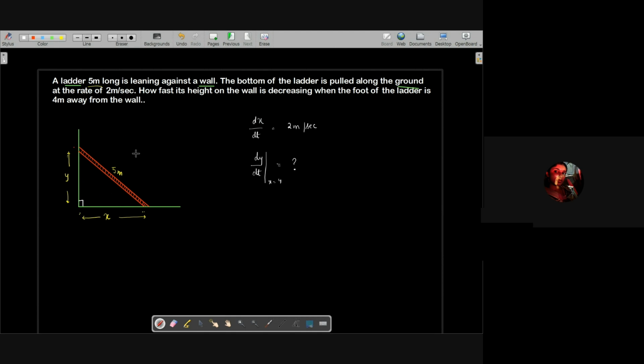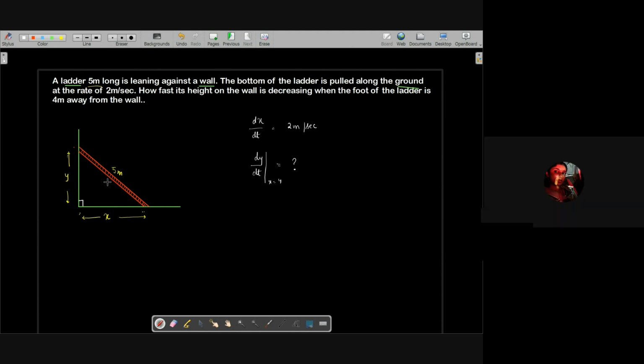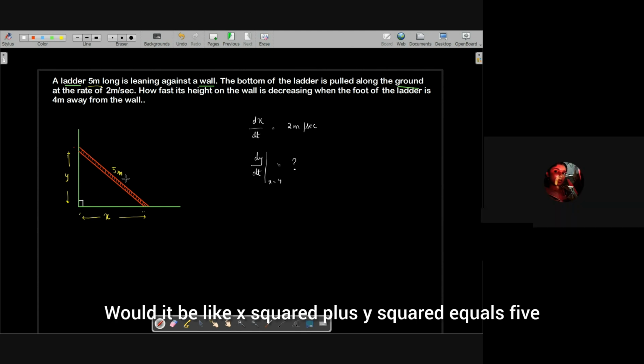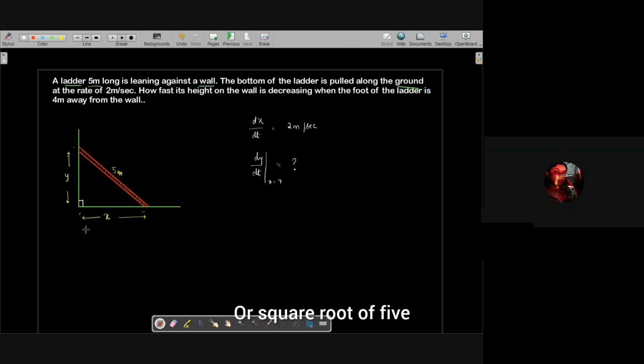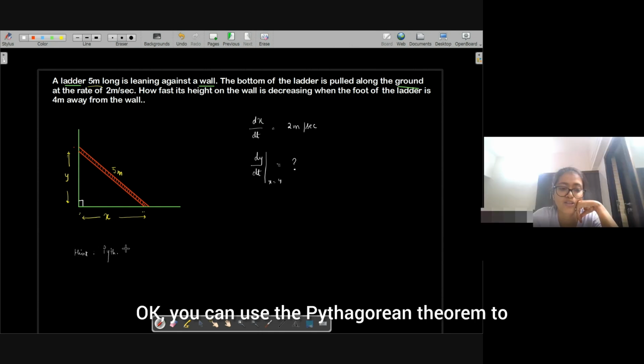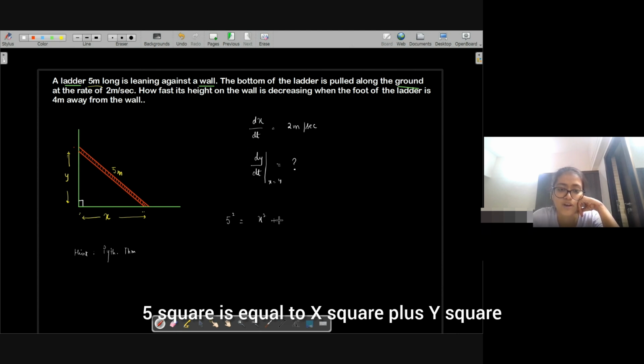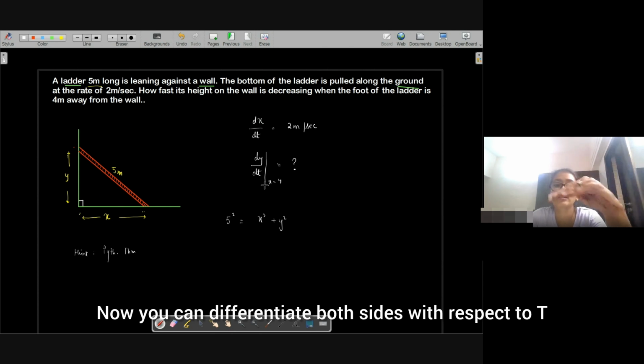Think about it. You see, this is a triangle. Would it be like x squared plus y squared equals 5 squared? Pythagorean theorem. So you can use the Pythagorean theorem to relate x and y. The square of the hypotenuse, 5 squared, is equal to x squared plus y squared. Now you can differentiate both sides with respect to t.